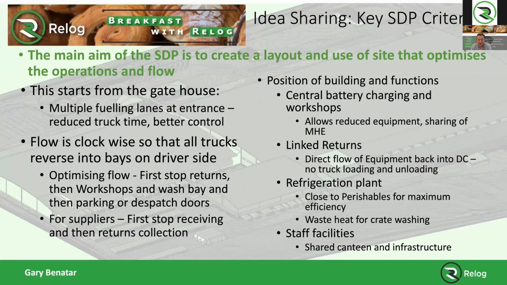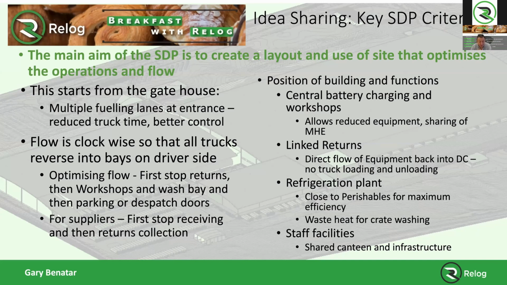Okay, so the main aim of an SDP is to create a layout and use of the site that optimizes the operational flow. It starts at the gatehouses. One of the things that we're doing now is putting multiple fueling lanes at the entrance, which reduces your truck time and gives you better control. And in that it saves you truck fleet and less trucks on the road, and you're getting better utilization out of your vehicles. The other thing is to make sure your flow is clockwise, so that all the trucks reverse into their bays on the driver's side. Unless you're over in Europe, then try go anti-clockwise, because you drive on the wrong side of the road. Okay, optimizing flow.